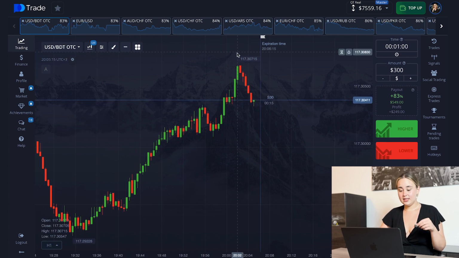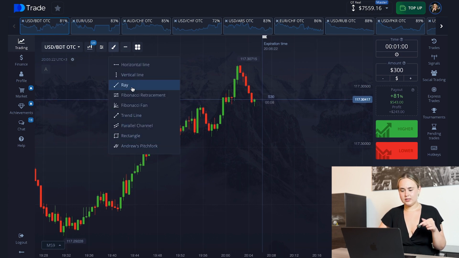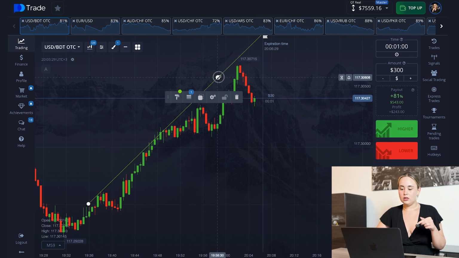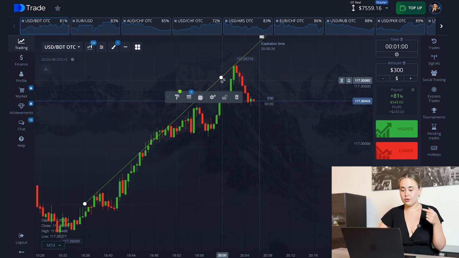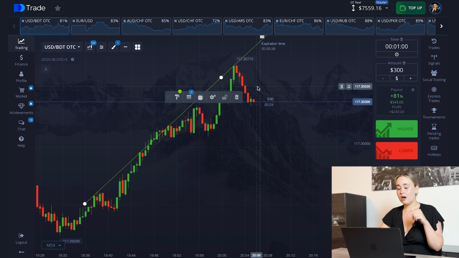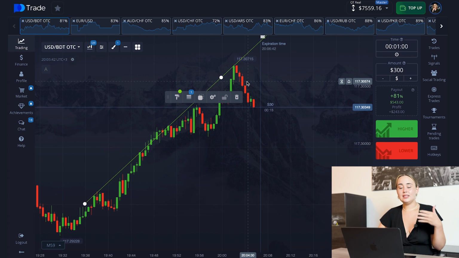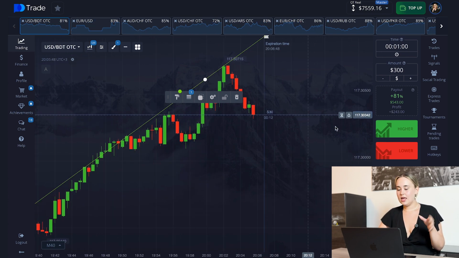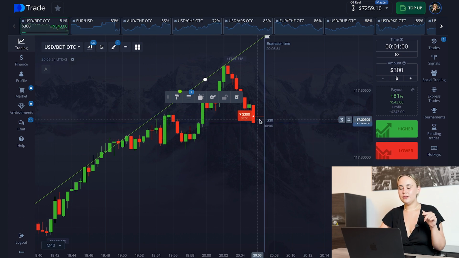For example, right here, I think this one is a great one to work with because you can see, and it's really predictable, that probably the market is gonna go lower because for a really long time the price was growing, and as you can see right now the market is compensating. It's not risky, it's predictable. You can visually see that the price is going to go lower, and I think this is exactly what's going to happen. So let's bid $300 on lower right here.